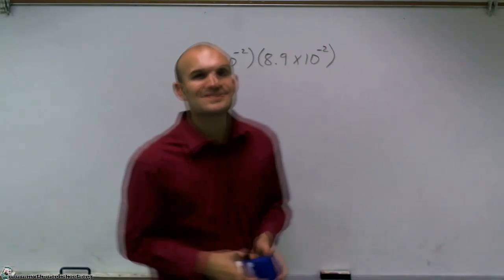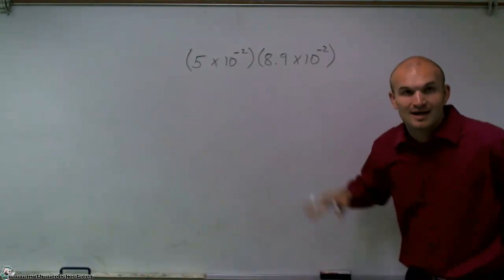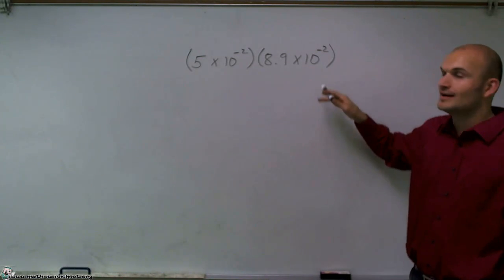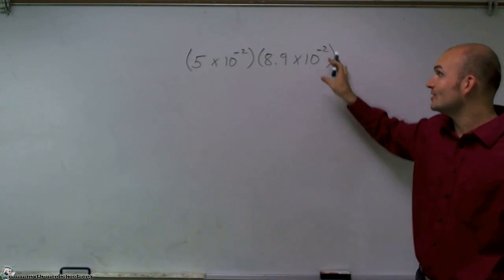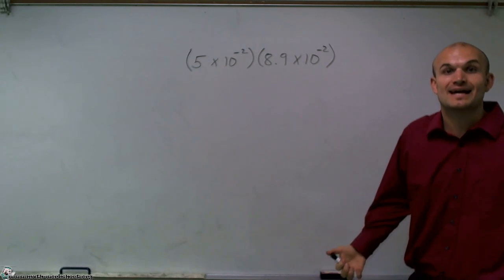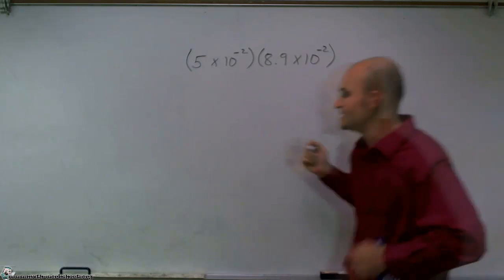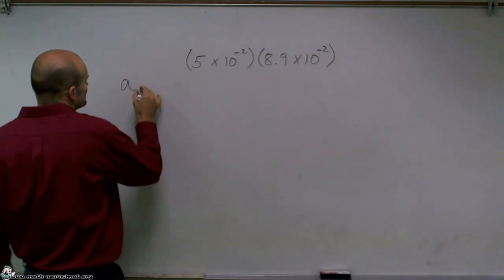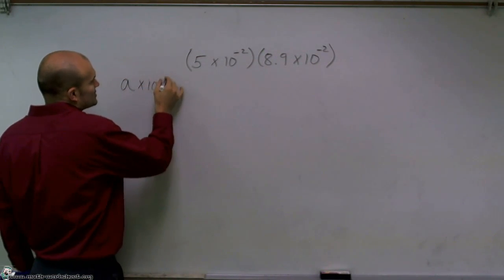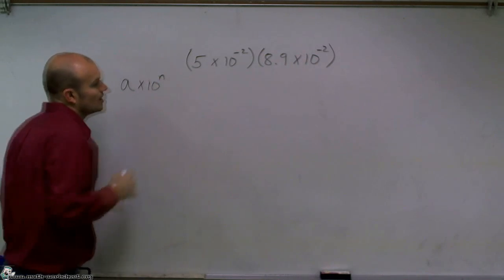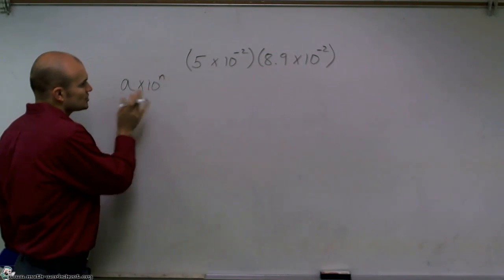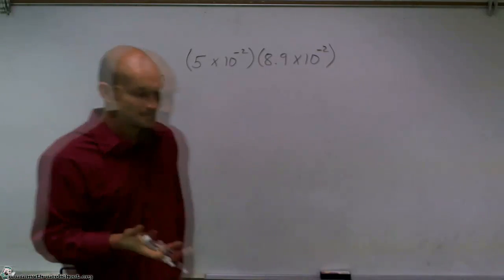Welcome. What I want to do today is show you how to multiply two numbers in scientific notation, but they're actually very, very small. As you can see, we have negative exponents up here. A couple things I want to remind you about: scientific notation is how we like to write very big or very small numbers in terms of a base 10.